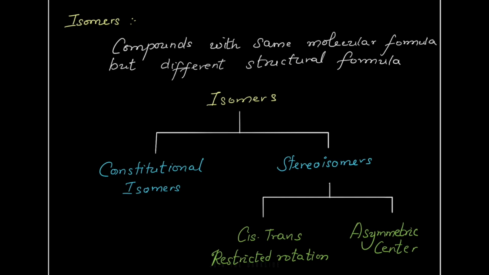Hello everyone, this video is on the topic isomers. What are isomers? Isomers are compounds with the same molecular formula but different structural formula. Isomers are classified into two different types. The first one is constitutional isomers and the second one is stereoisomers. And stereoisomers are further divided into cis-trans isomers and the one that is caused because of the presence of an asymmetric center.